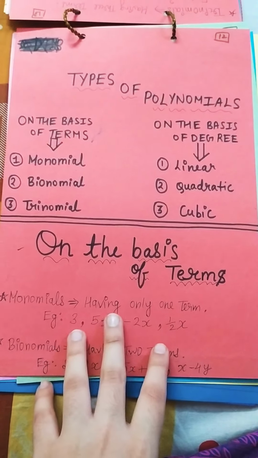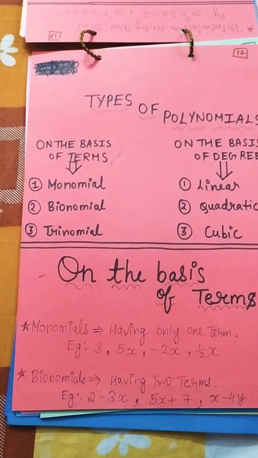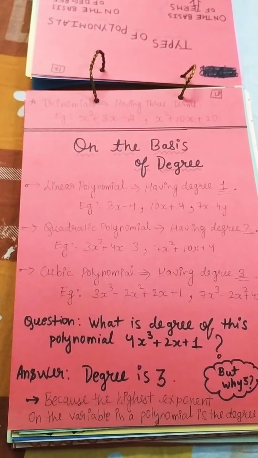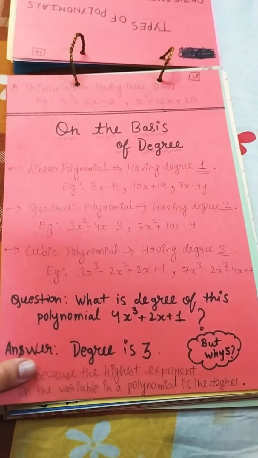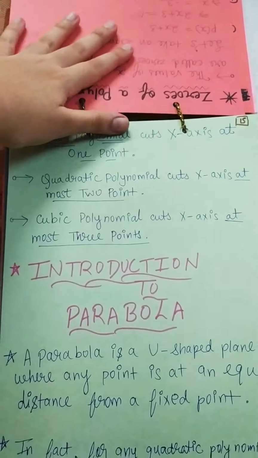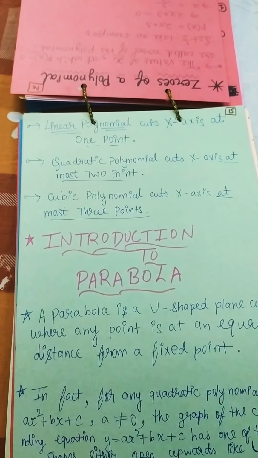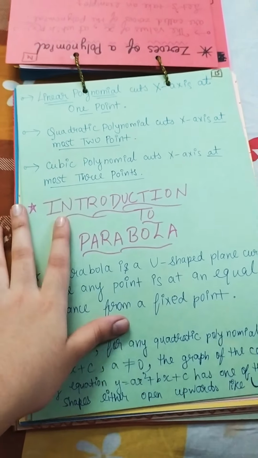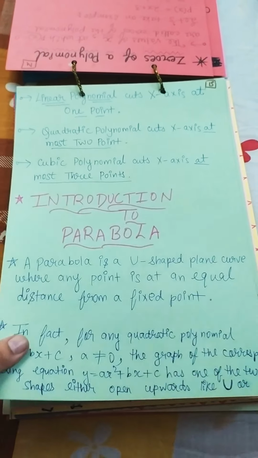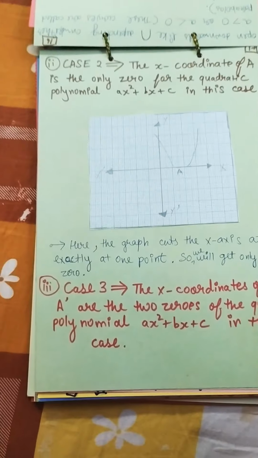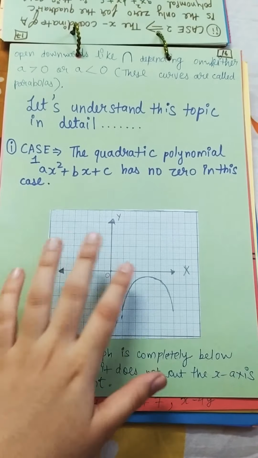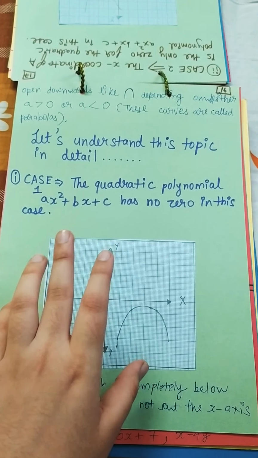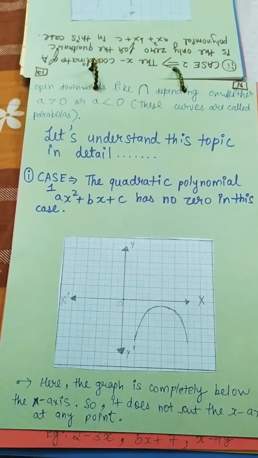Now on the basis of terms, monomial, binomial, trinomial, and then on the basis of degree. In the last page we have seen on the basis of terms. In the previous page it was zeros of the polynomials and the introduction to parabola. I have also made the graph and shown here case 1, the quadratic polynomial ax square plus bx plus c has no zero in this case.